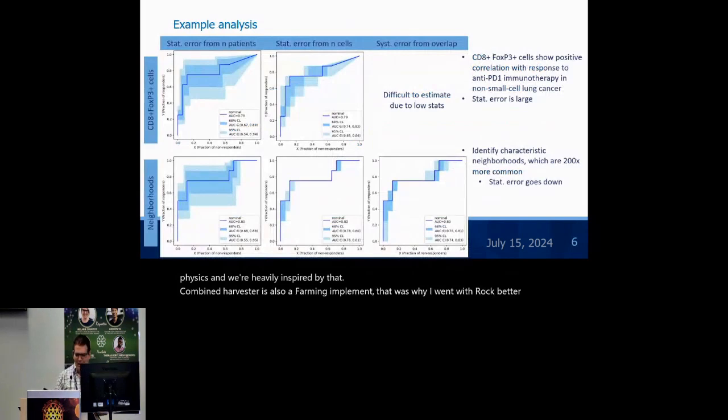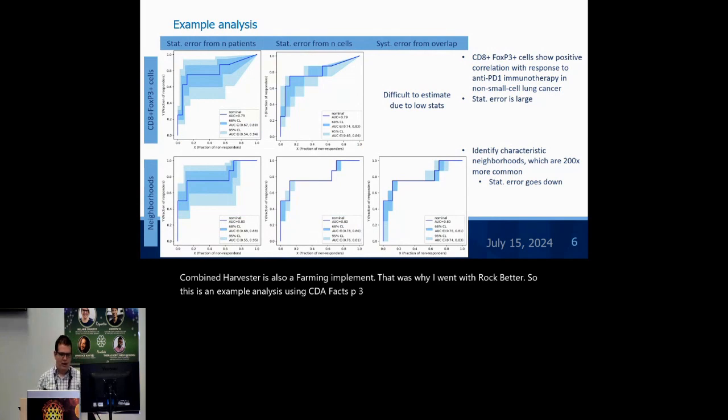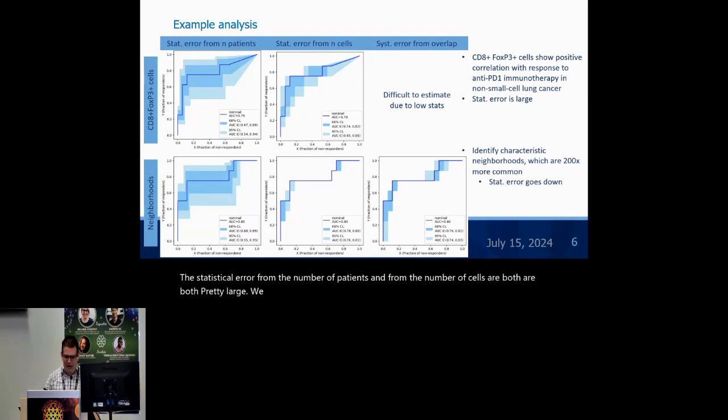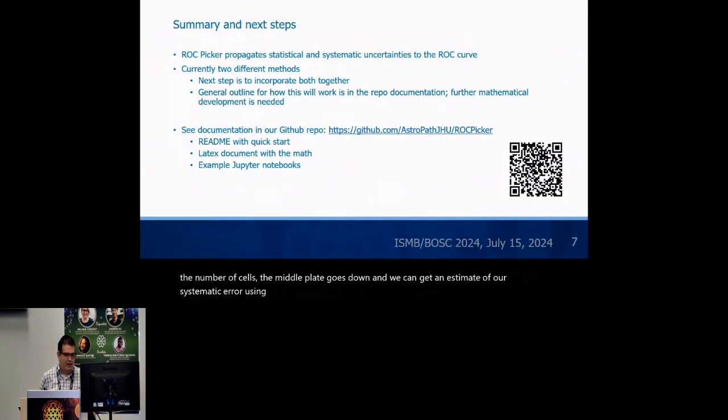So this is an example analysis using CD8 FOXP3 cells, which show a positive correlation with response to immunotherapy in lung cancer, also in melanoma, but this one is lung cancer. The statistical error from the number of patients and from the number of cells are both pretty large. If we identify characteristic neighborhoods which look like where the CD8 FOXP3 cells live, those are 200 times more common, and so the statistical error on the number of cells, the middle plot, goes down, and we can get an estimate of our systematic error using ROC Picker.